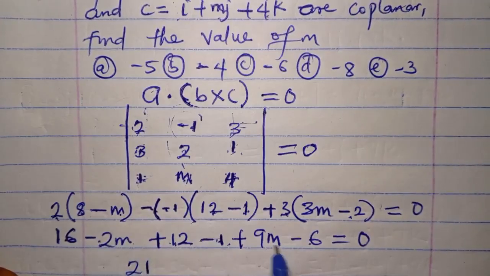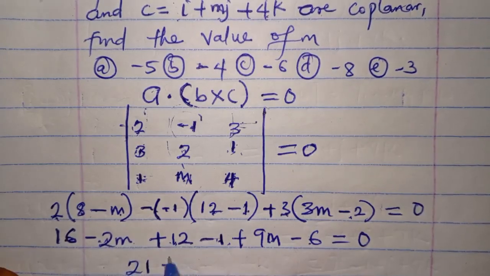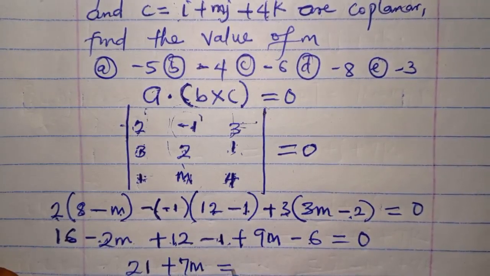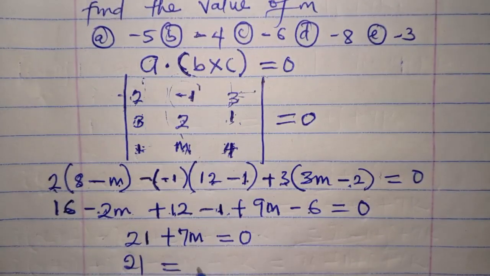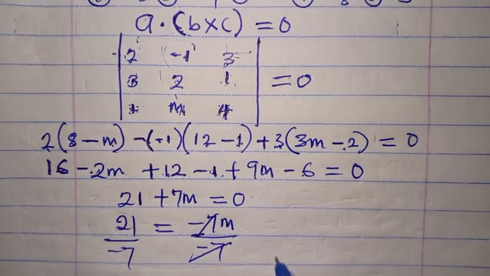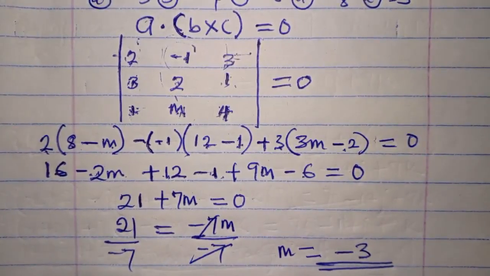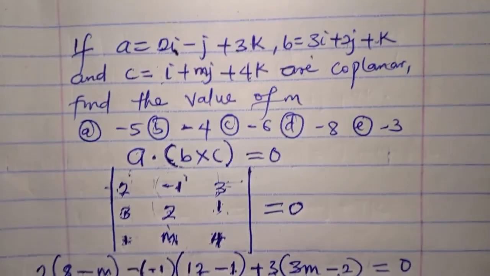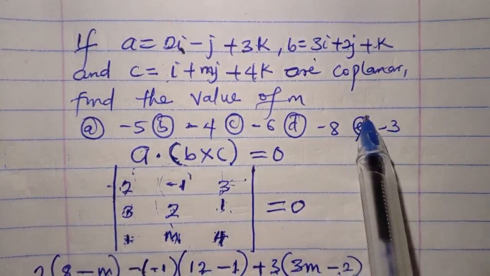Minus 2m plus 9m is plus 7m, equal to 0. So 21 is equal to minus 7m. Divide both sides by minus 7. So m is equal to minus 3. So the value of m for which the three vectors A, B, and C are coplanar is minus 3. And this is option E.